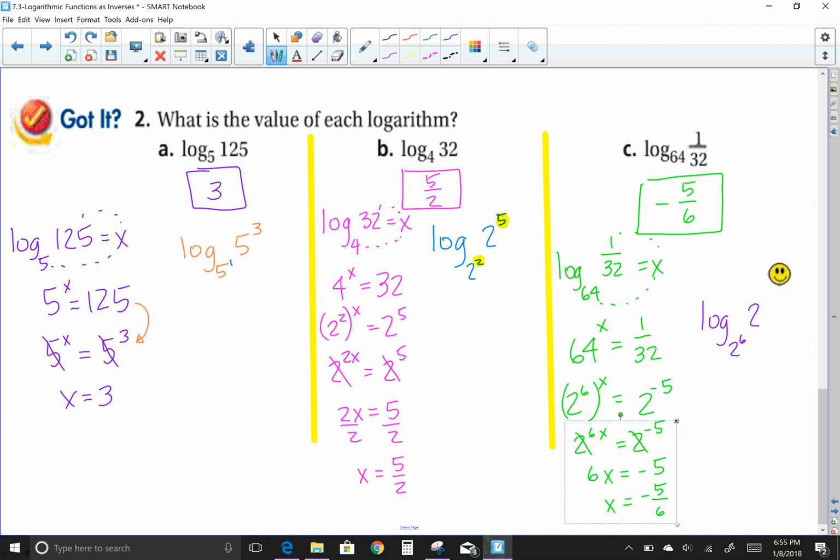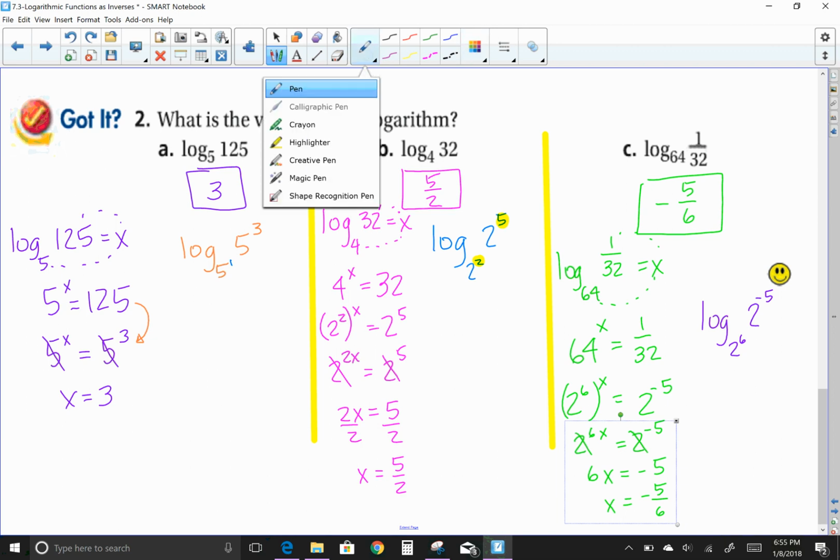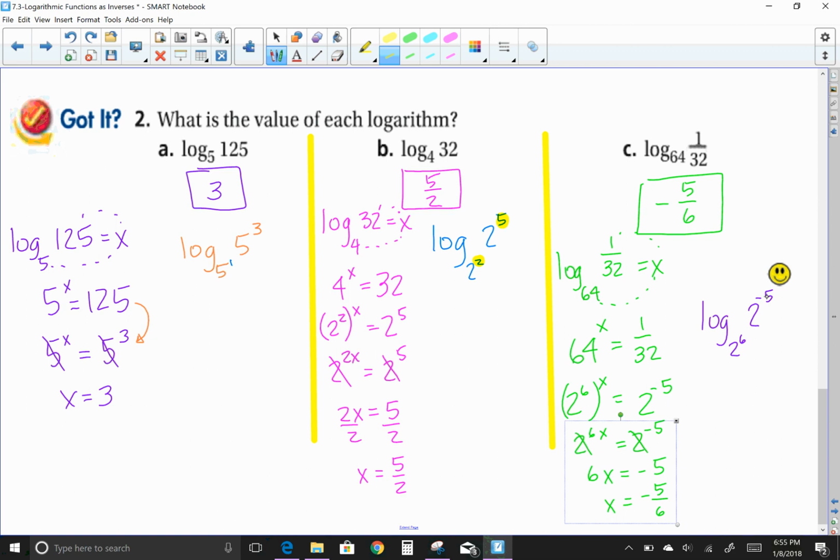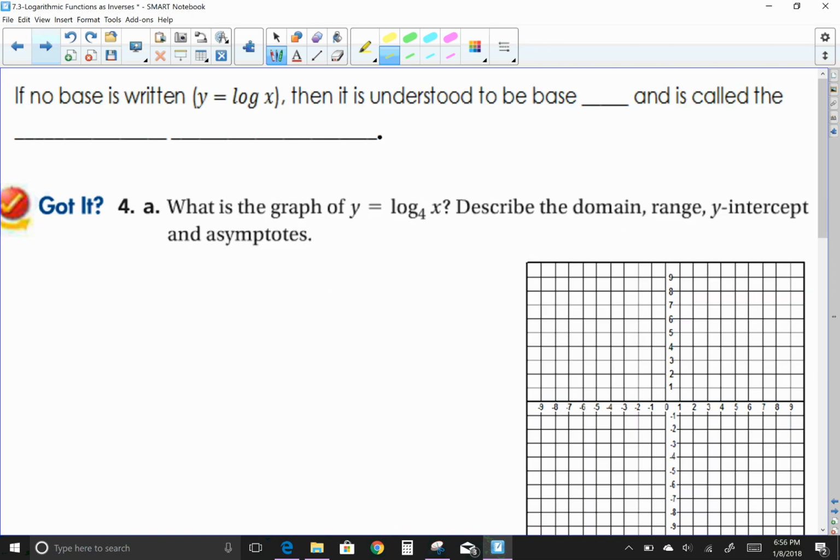32 is 2 to the 5th, but it's not 32, it's 1 over 32, so I have a negative. And from here, I just take my exponents because the log is the exponent, and that's negative 5 over 6. Okay, turn your papers over.